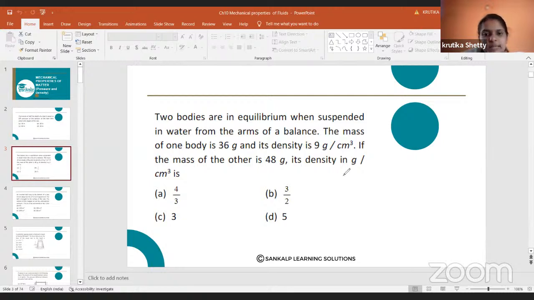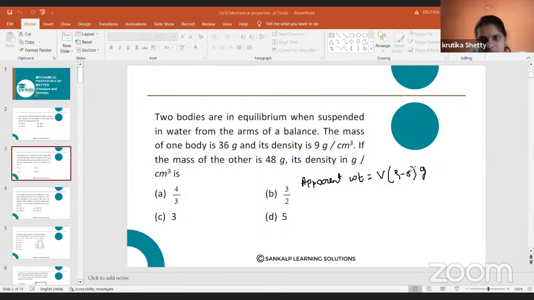Okay, so mass and density are given for one body. For the second body they are asking you the density value. How can we do this? Here the solution is given by, apparent weight is equal to V into bracket rho minus sigma into G.